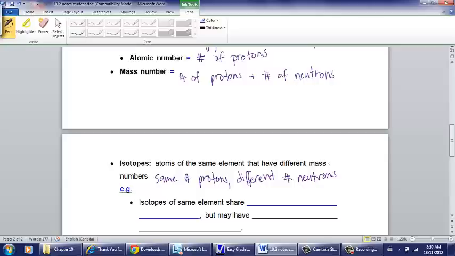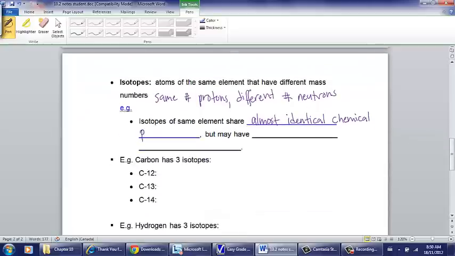Isotopes of the same element share almost identical chemical properties. And that is because isotopes have the same number of electrons, and we know that it is the electrons that are responsible for the chemical properties. But because they have different numbers of neutrons, they may have very different physical properties.